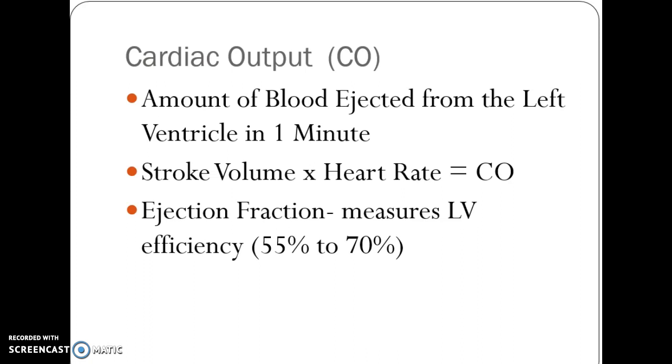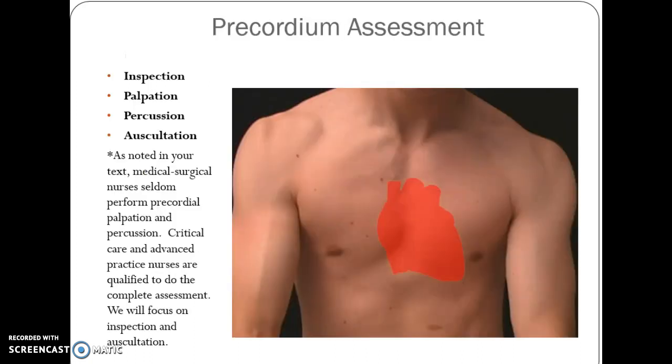So basically when the ventricle relaxes, it fills up with blood, and then it beats. And that ejection fraction is how much gets ejected with every heartbeat. And here is a way to do an assessment of the heart.